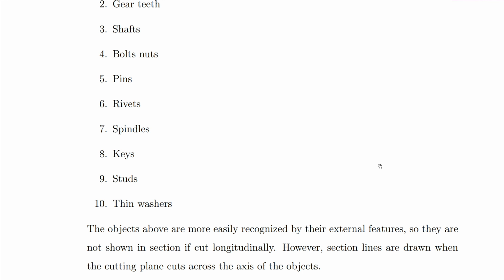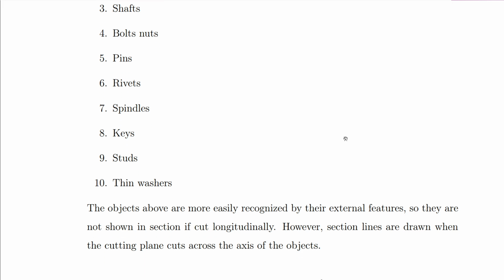The objects above are more easily recognized by their external features, so they are not shown in section if cut longitudinally. So when you cut along the axis, you don't section them. However, section lines are drawn when the cutting plane cuts across the axis of the object. So when you have a cutting plane that goes across the axis of the object, you have to draw section lines on them. But when it's along the axis, we don't draw because you can easily identify them by their external features.